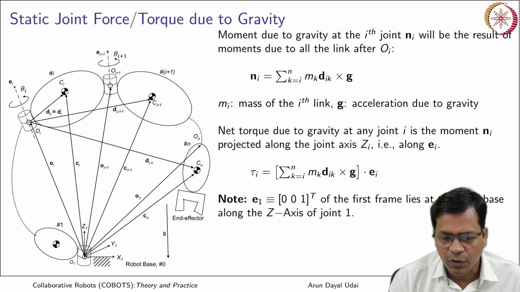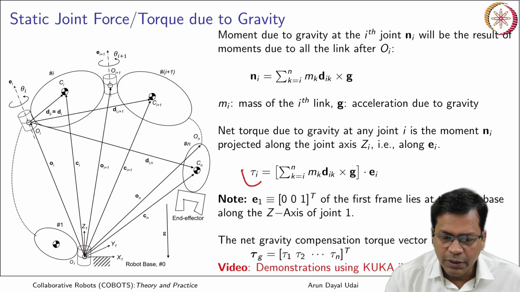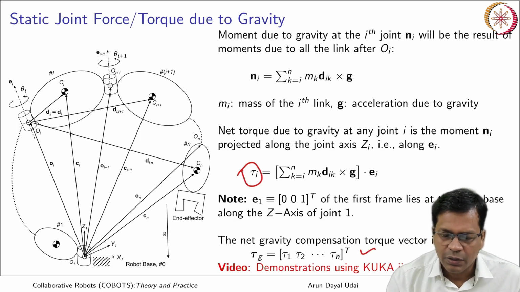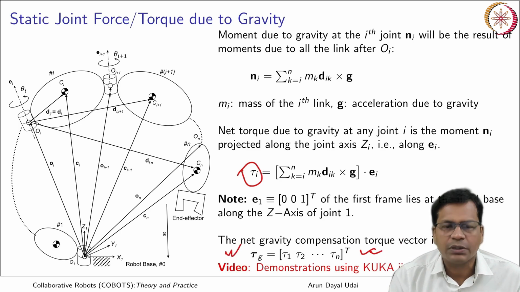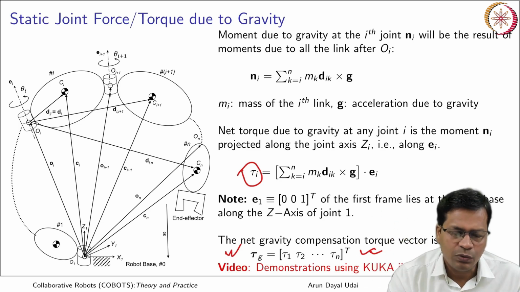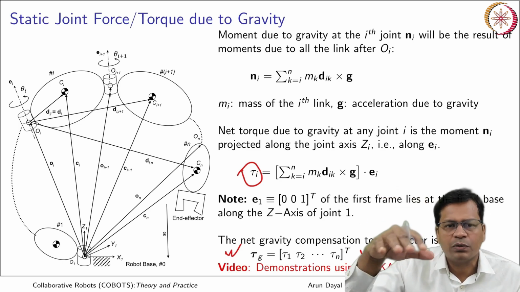Okay. So e_i for the first joint will be 0, 0, 1, that lies at the fixed base along the zi of joint 1. The net gravity compensation torque would be an array which contains T1, T2, T3, T4, T5, T6 likewise. So you compile them all together in a column, and that is the gravity compensation torque. This is what is to be applied to the robot continuously. Even to maintain this robot in its position, it has to continuously apply torque so as to be there.